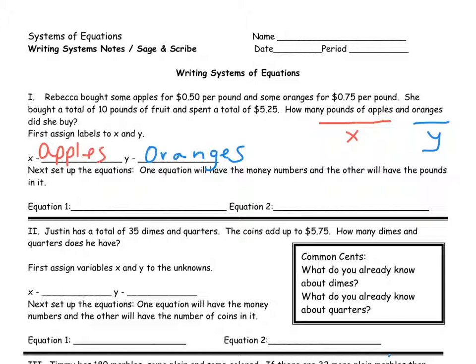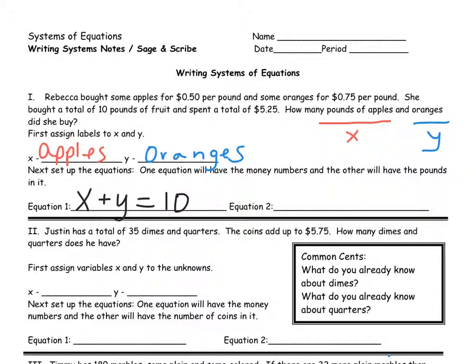So let's start. I normally start with the easiest one for me, the number of items, or the pounds. So it says right here that she bought a total of 10 pounds of fruit. So if she bought 10 pounds of fruit, she bought a combination of apples and oranges. So we can write that as an equation. Apples plus oranges equals 10 pounds of fruit.